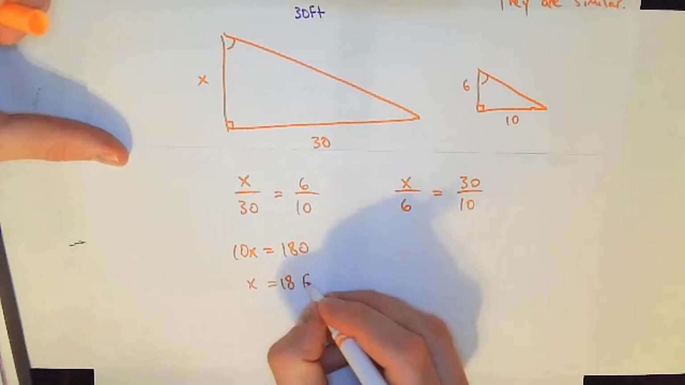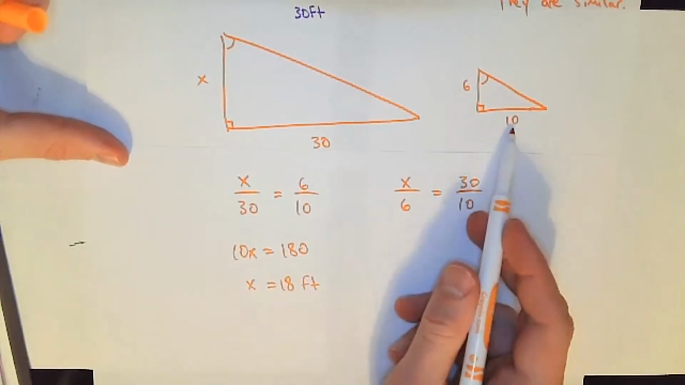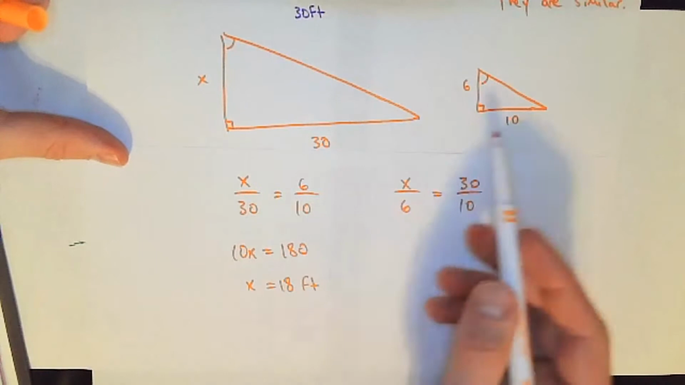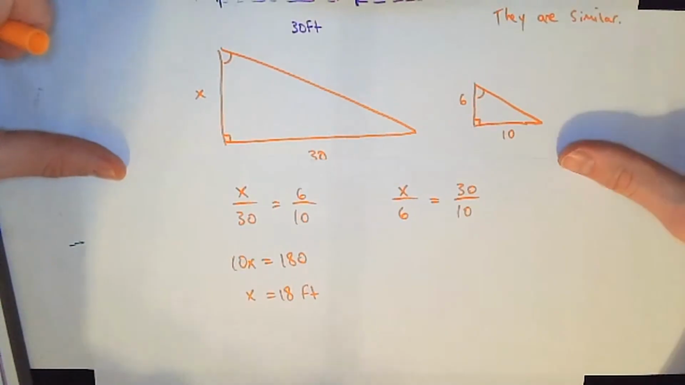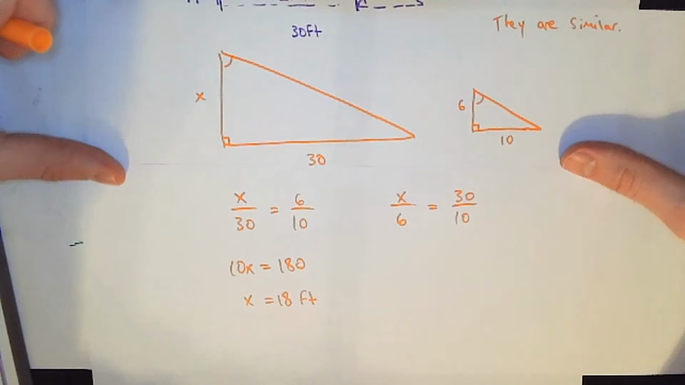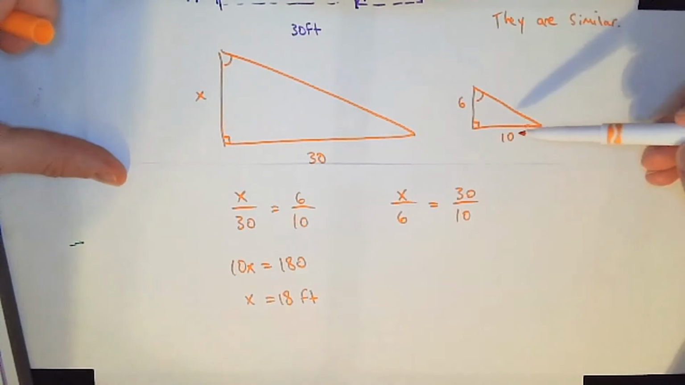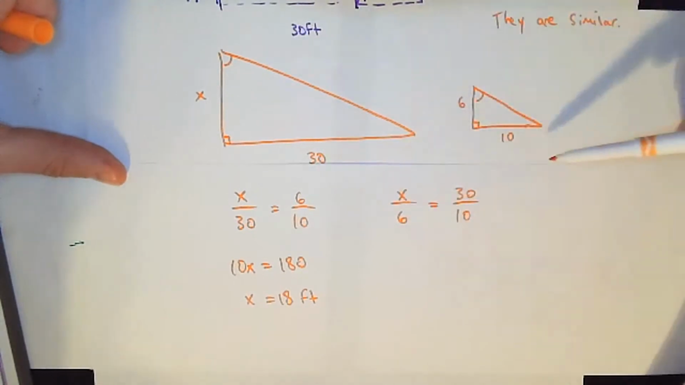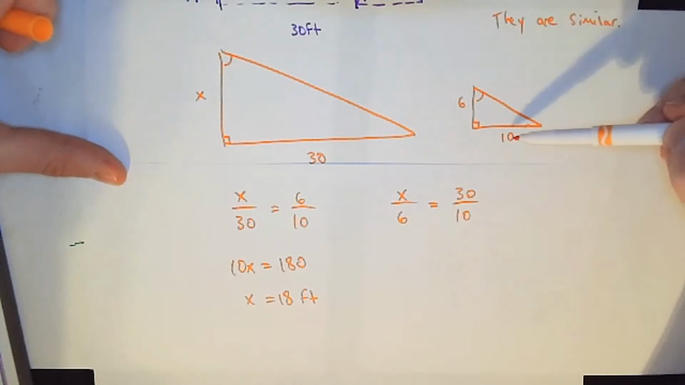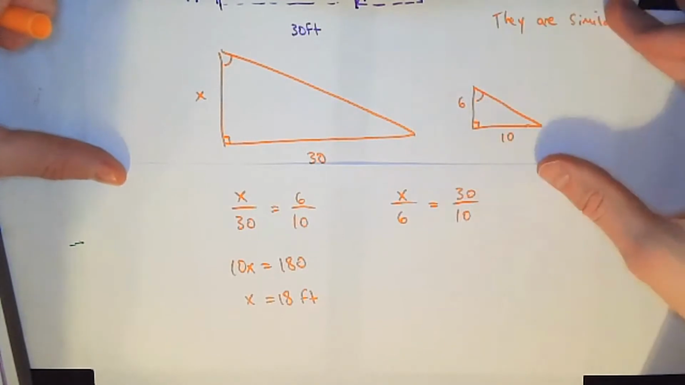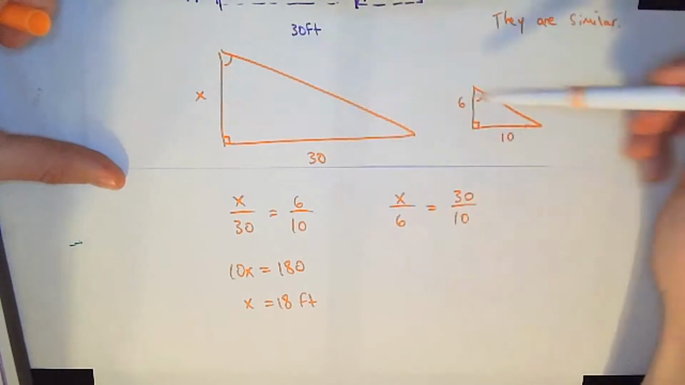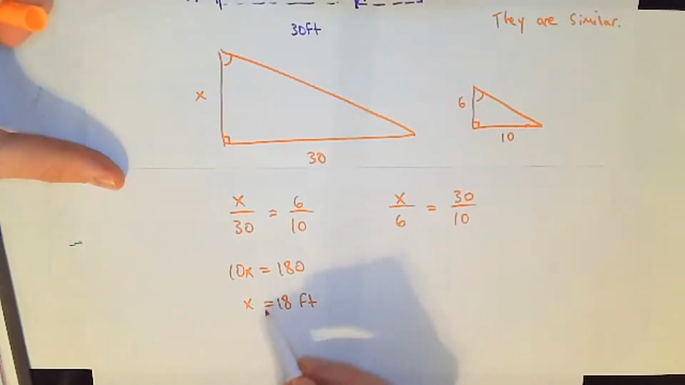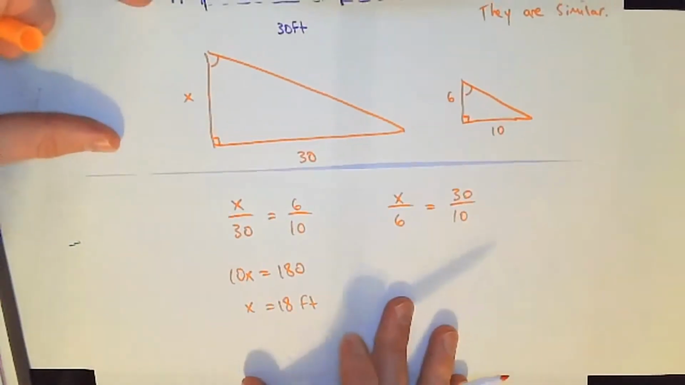So maybe you already saw where that was going, just based off the fact that this triangle has been scaled up by 3. You won't always be able to tell what it's scaled up by, but in this case you can see this triangle is 3 times as large as this one, because look at this side length, 10 to 30. That's multiplied by 3. So 6 to blank must be 18, which is exactly what we got. So the tree is 18 feet tall.